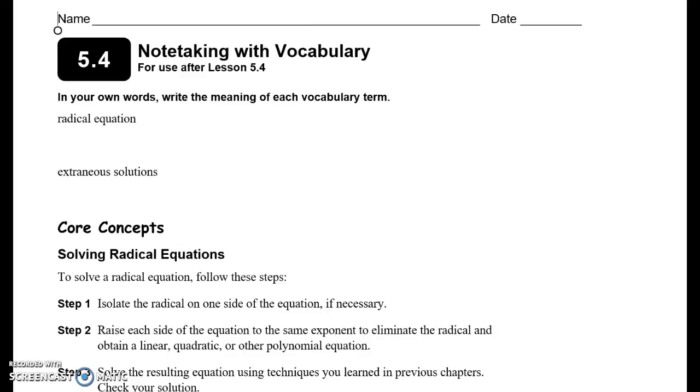Go to page 140 in your journal, and you want to copy the definitions for radical equation and extraneous solutions. When you're done with this, take a look at the steps. Step 1, Step 2, and Step 3 for solving radical equations. Read through these, and you can look at the example in your packet.